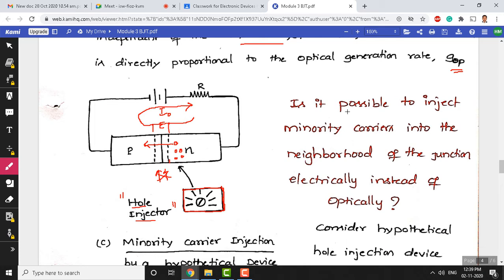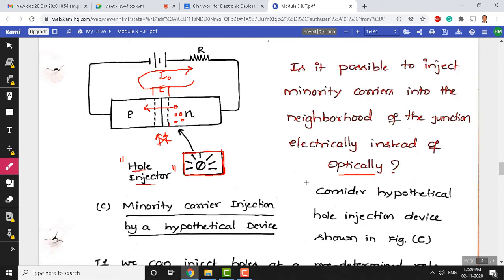So, is it possible to inject minority carriers into the neighborhood of the junction electrically instead of optically? Previously, we saw that optically we were injecting the charge carriers into the N region, but now we are asking ourselves the question: is it possible to inject minority carriers into the neighborhood of the junction? Yes, of course, it is possible. That is what you are seeing here. It is a hole injector.